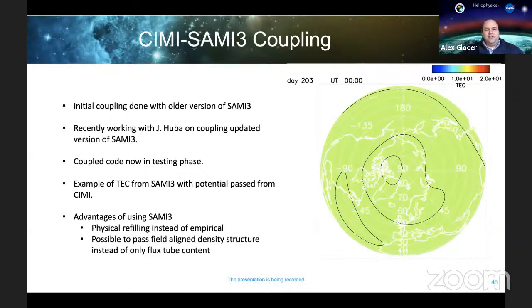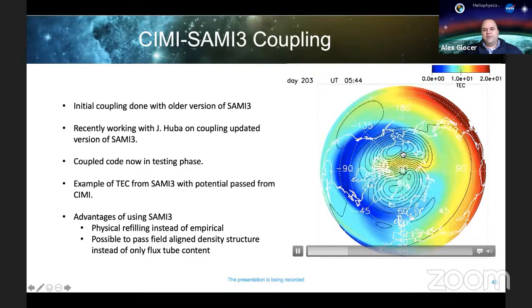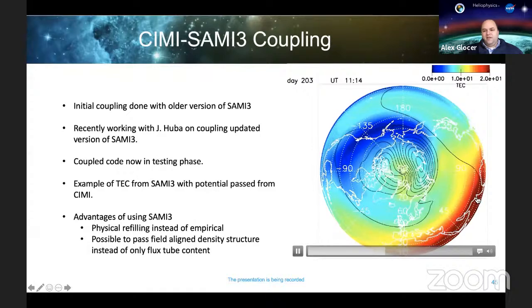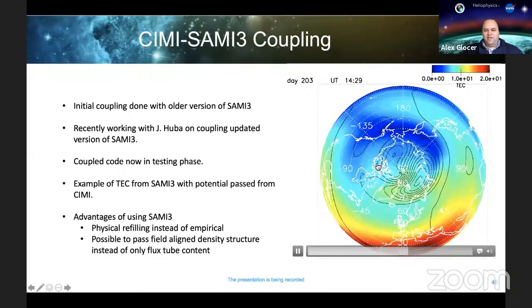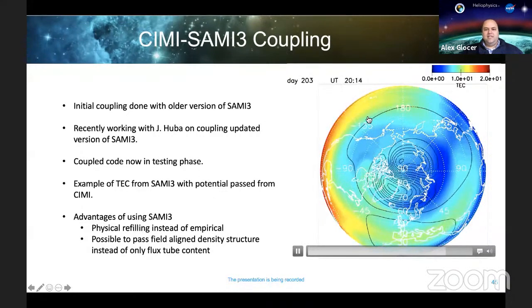We did this initial coupling a couple of years ago with an older version of SAMI, and I've recently been working with Joe on getting the updated version of SAMI in there. And so we've done that now. The initial coupling is done, and we're working through testing the model with a couple of different cases. This is just one example on the right. This is showing the TEC from the coupled code. Here the potential pattern that you're seeing at the high latitude is being passed from SIMI. In this case, we can take SIMI by itself, or we can take SIMI coupled with BATS-RS to get this potential pattern. And then this is the TEC calculated from SAMI.